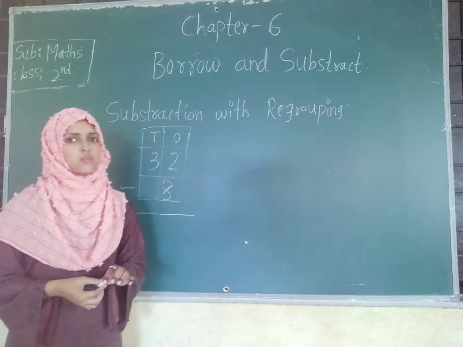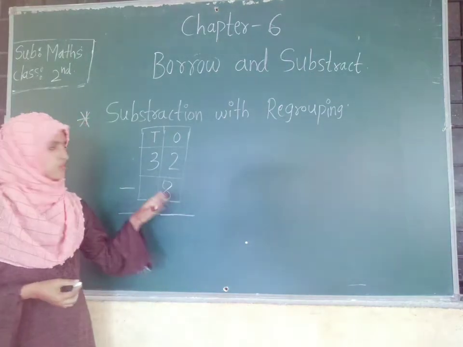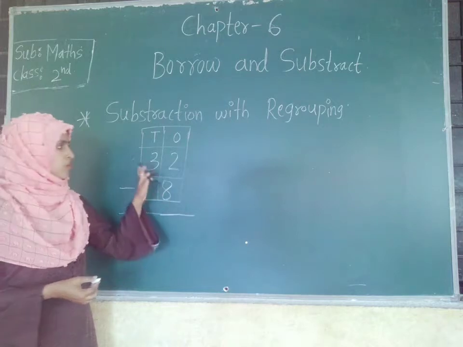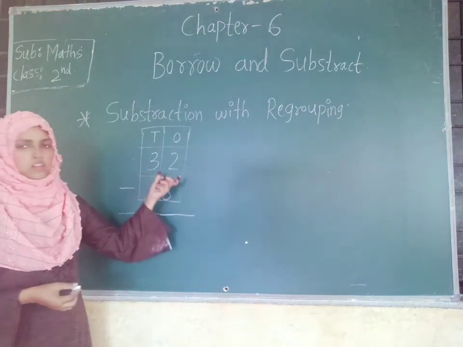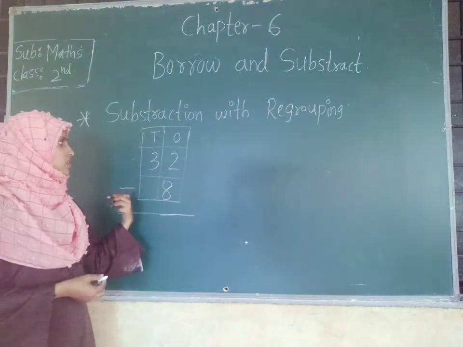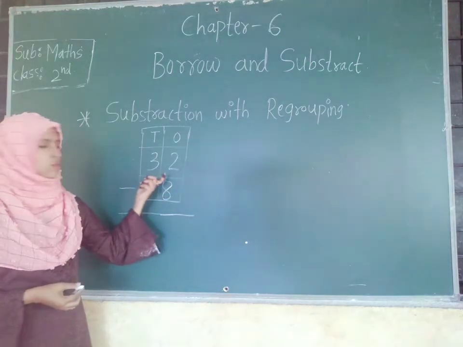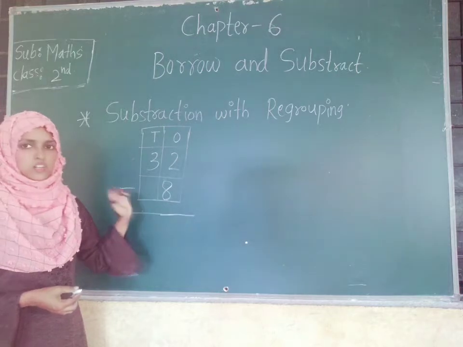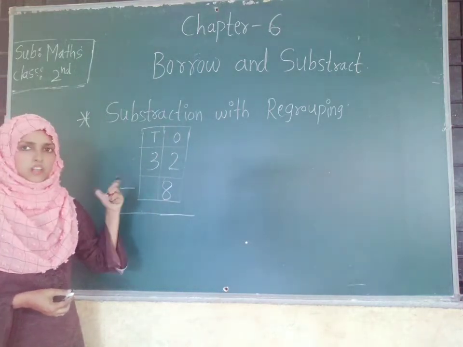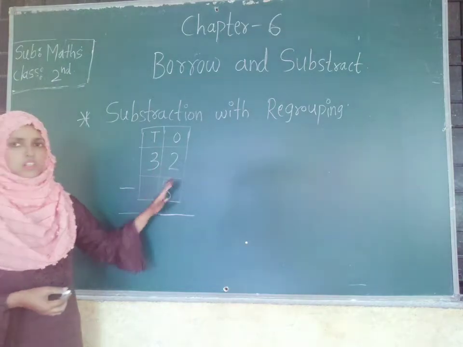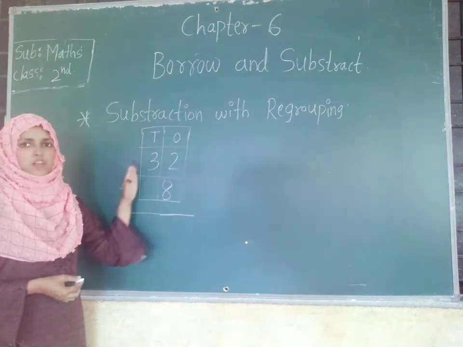So children, now I am going to discuss subtraction of a 1-digit number from a 2-digit number with borrow. How to subtract with borrow? Here I have written one 2-digit number and one 1-digit number. The 2-digit number is 32 and the 1-digit number is 8. First arrange these numbers according to their place value in this place chart.